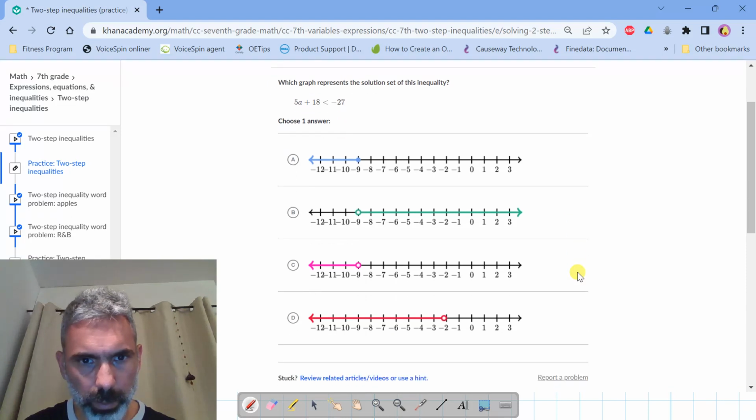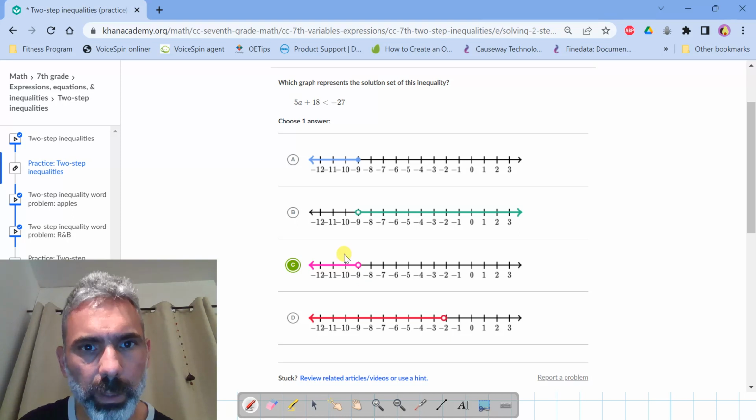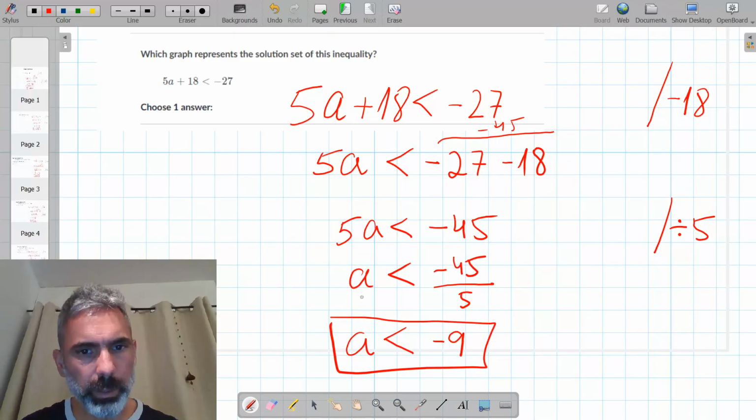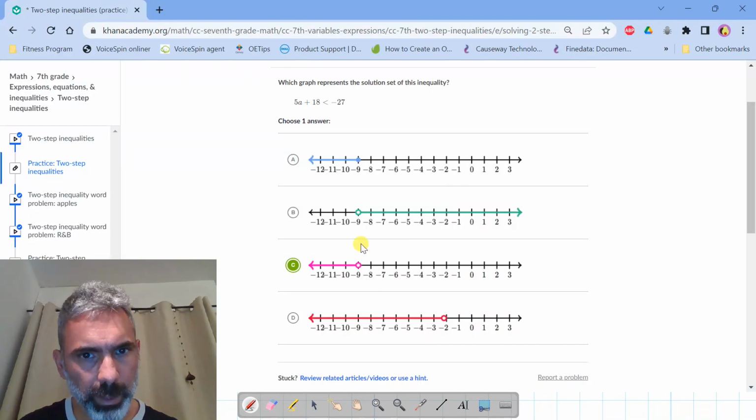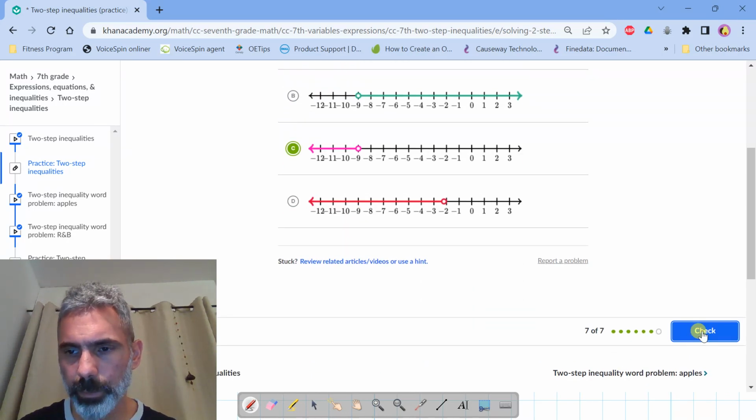Okay, so C shows us the solution, all the numbers that are less than minus 9, not including minus 9 because the circle is hollow, so this is correct. A is incorrect because the circle is full, which means minus 9 is included in the solution set. But we see here that the inequality says that a has to be less than minus 9, so minus 9 is not included in the set.